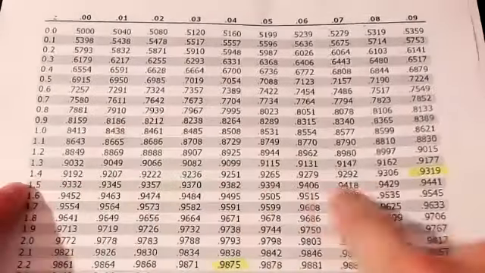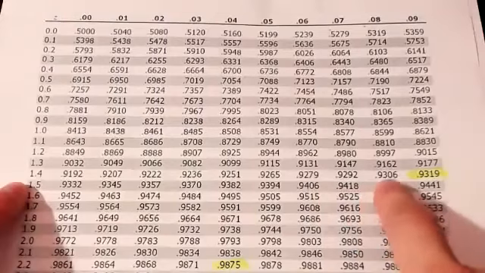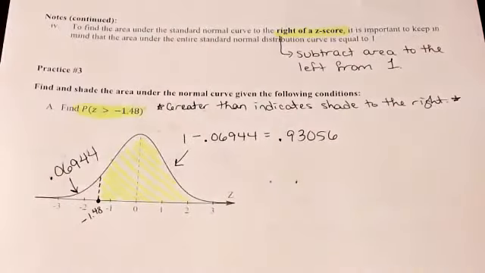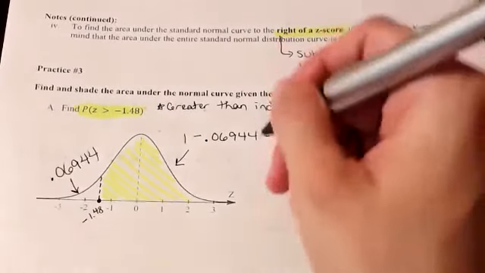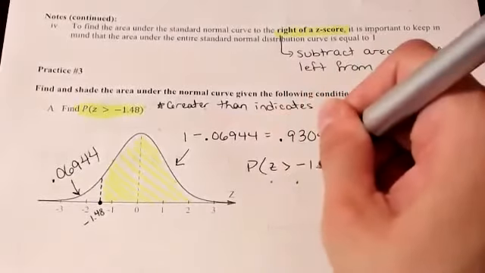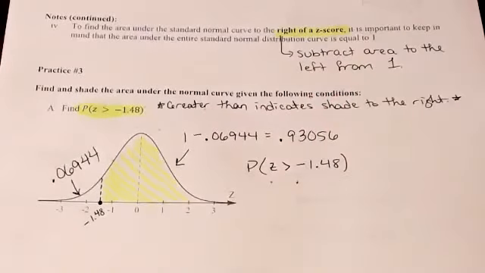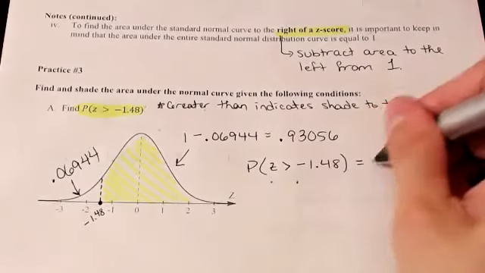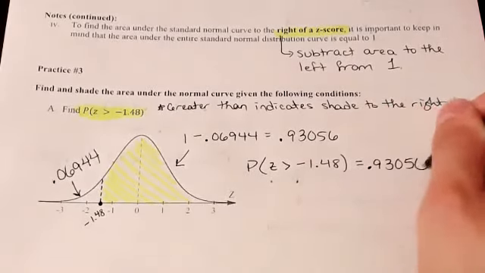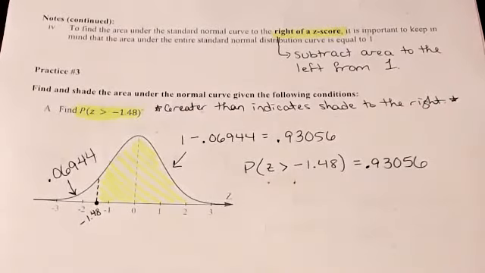So look at 1.48, 0.9306. So we find it here. Okay, again, that's completely up to you. You don't need to use that perspective. Just something to think about. So let's write out our statement. The probability that the z-score is greater than negative 1.48 is 0.930. You can write 6 or you can write 5, 6. It's completely up to you, however accurate you'd like to be. What questions do you have for me?